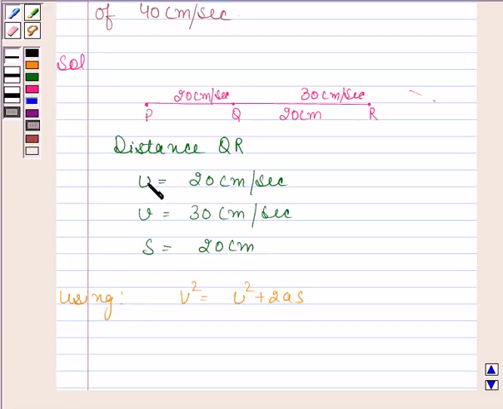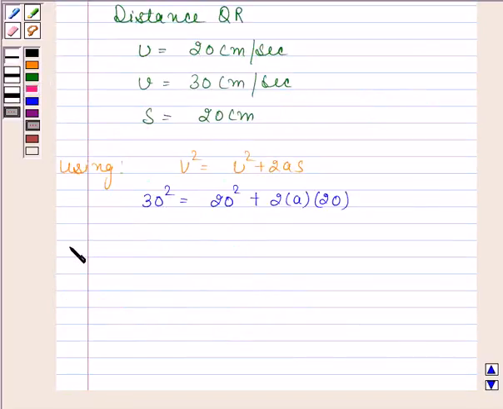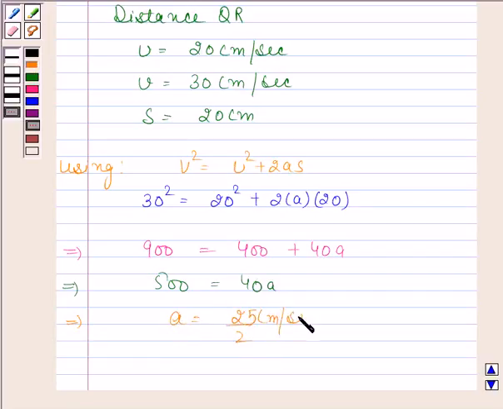Now, by substituting values of U, V and S, we get 30 squared equals 20 squared plus 2 into A into 20. Now, this implies 900 is equal to 400 plus 40A. This implies 500 is equal to 40A, and this implies A is equal to 25/2 cm per second squared. So acceleration of the particle is 25/2 cm per second squared.